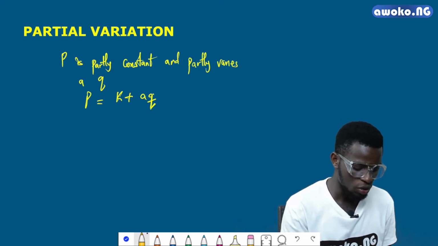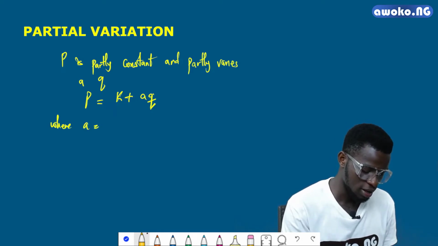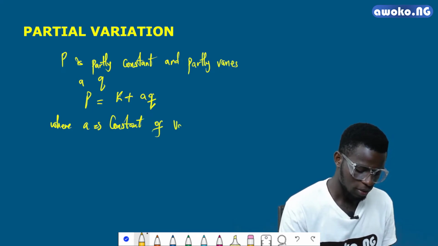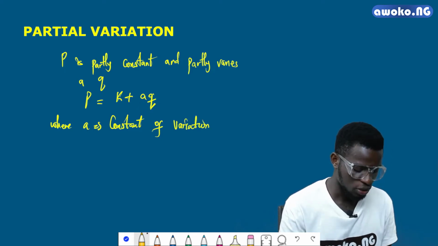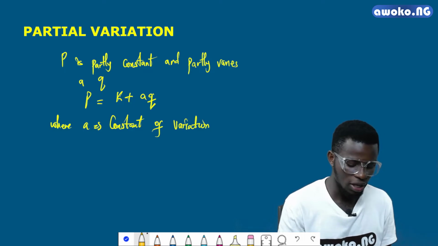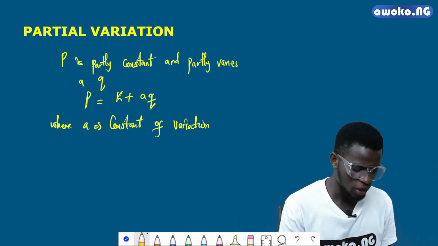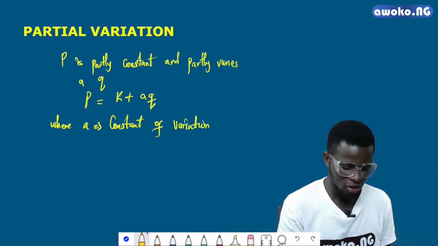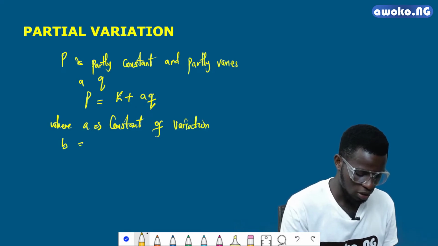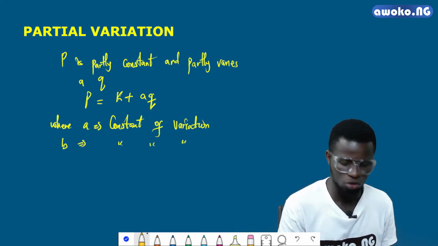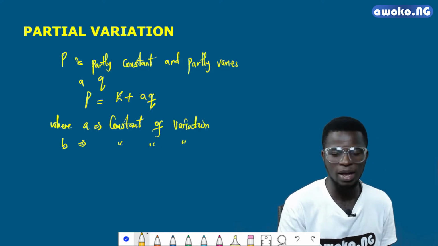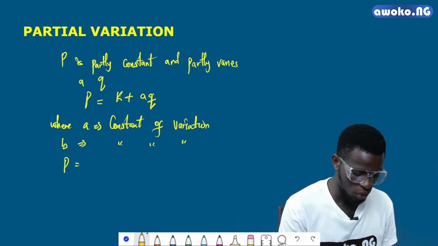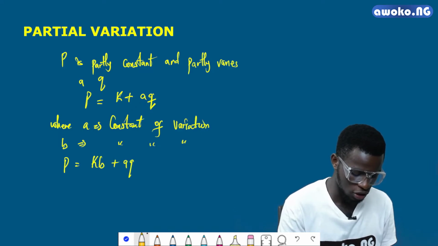Now, we would know that where A is a constant of variation, we would have to introduce a constant to K also. If we introduce a constant to K, because K is already a constant, all right? So let us say we introduce B as constant of variation 2, and B is multiplied by K. So this will be P equals KB plus AQ.